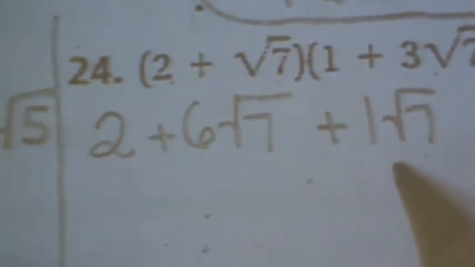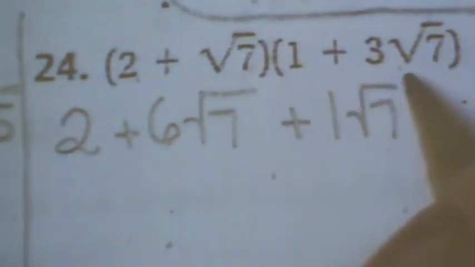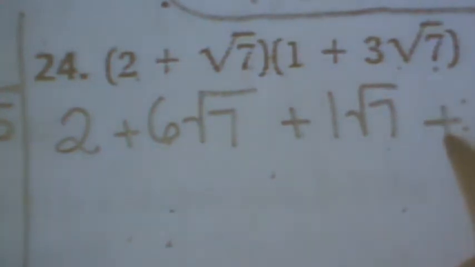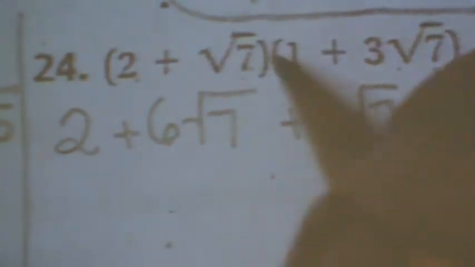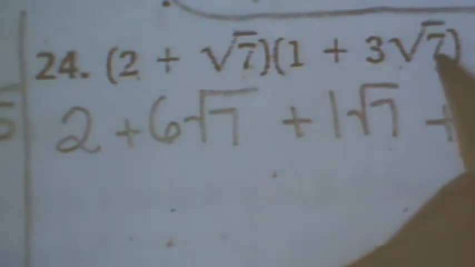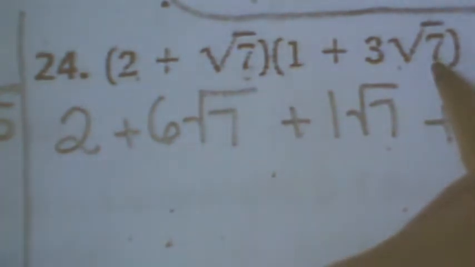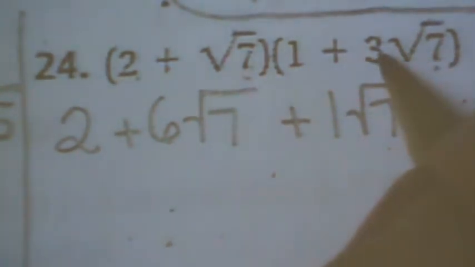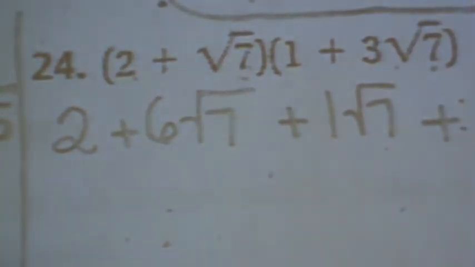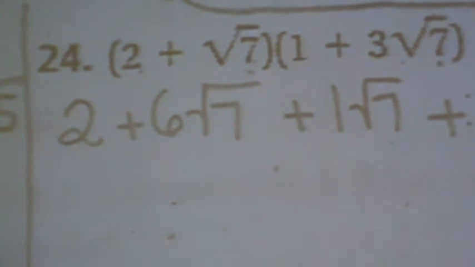Okay, and now see this last thing. What's root 7 times 3 root 7? What's root 7 times root 7? It's 7. Root 7 times root 7 is 7. And now we're multiplying, we have a 3 here, so what's this number gonna be? 21. 3 times 7 is 21.